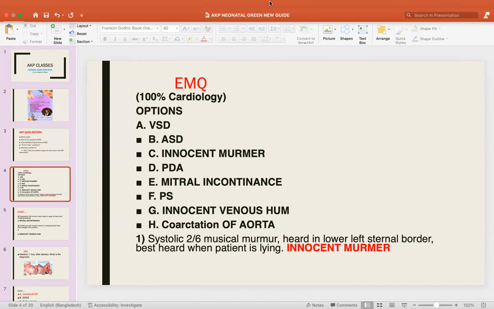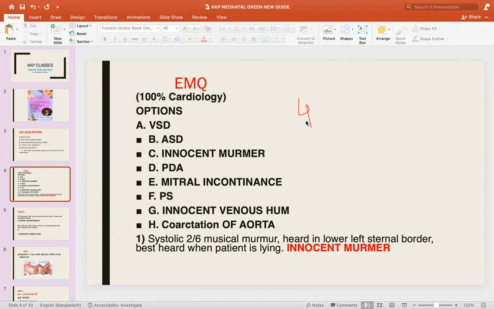And remember, thrill. What is the grading of thrill? Grade 4 and above. It is pathological or thrill. Any murmur which has grade 4, it is always pathological. It is never physiological or innocent. So grade 4 and above is always pathological. But grades below 4, like 1, 2, 3, it can be innocent murmur.